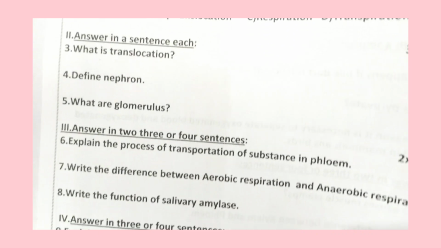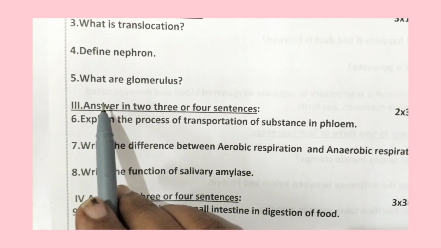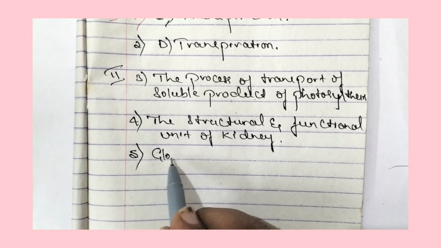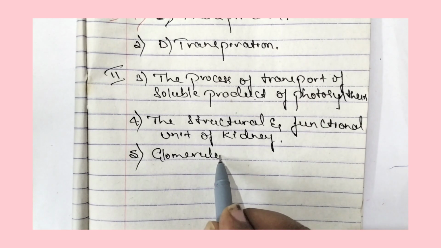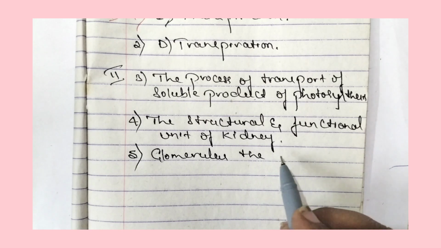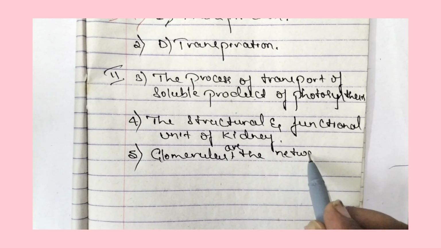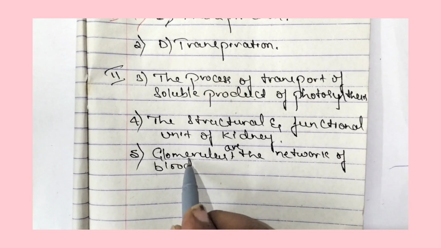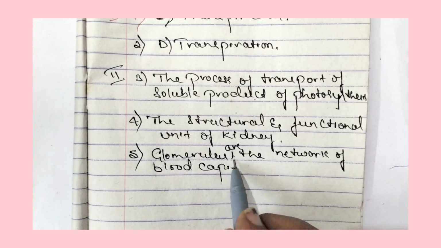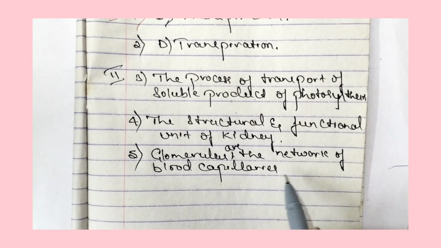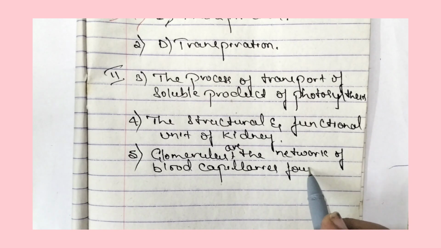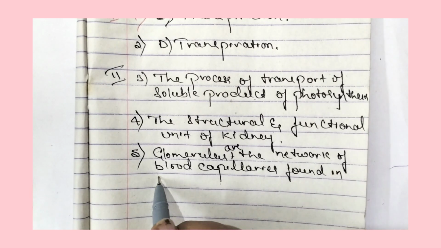Now let us move to question number 5. What are glomerulus? Glomerulus are the network of blood capillaries. Glomerulus are the network of blood capillaries found in nephron.